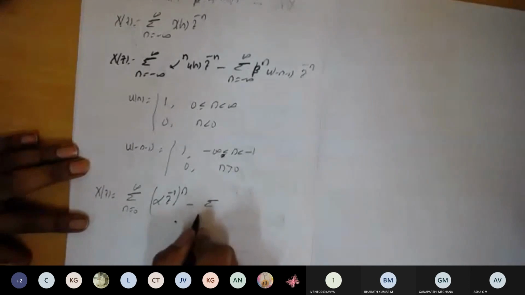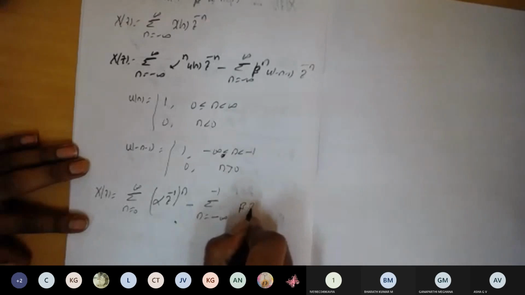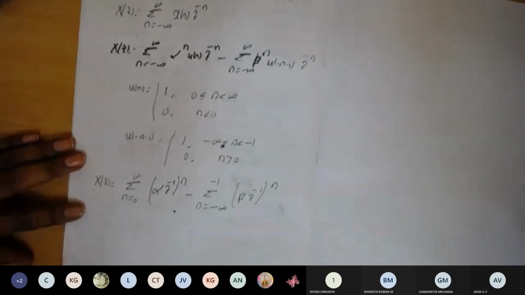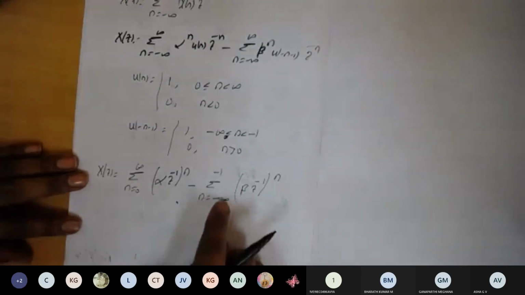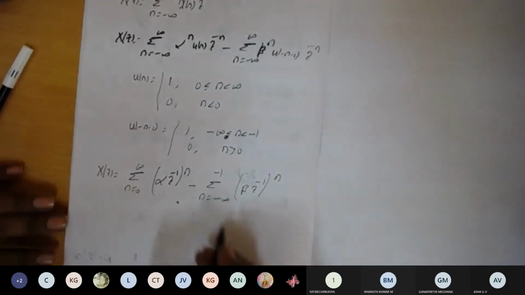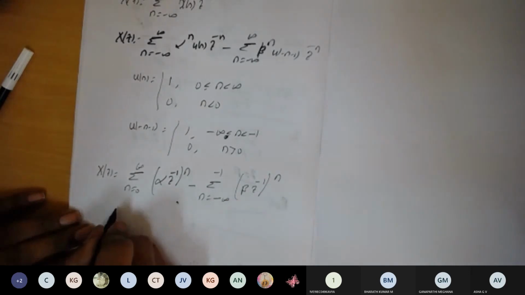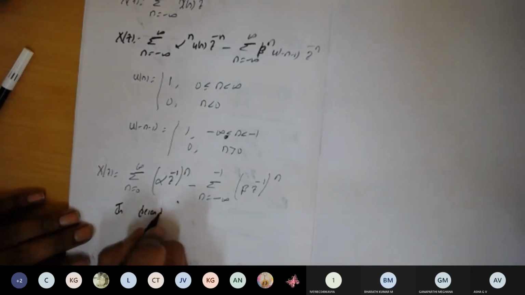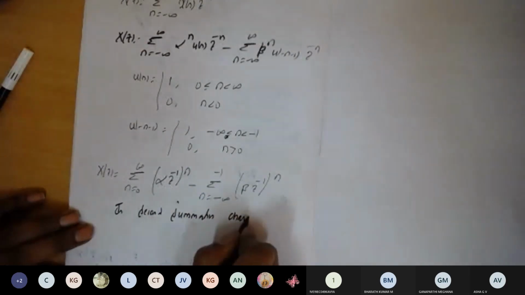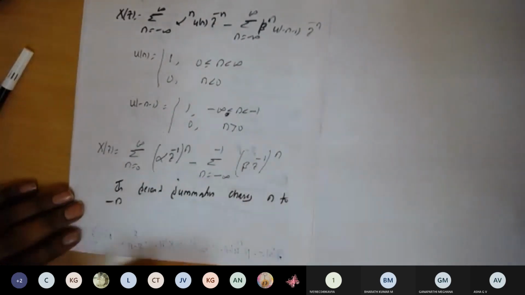Minus summation n is equal to, the lower limit will become minus infinity up to minus 1, so beta z to the power of minus 1, all to the power of n. So I'll take n common here. Okay. Now in the second summation, I'm going to replace n with minus n because we don't have any formula related to this one. So I'll change n to minus n in the second summation.